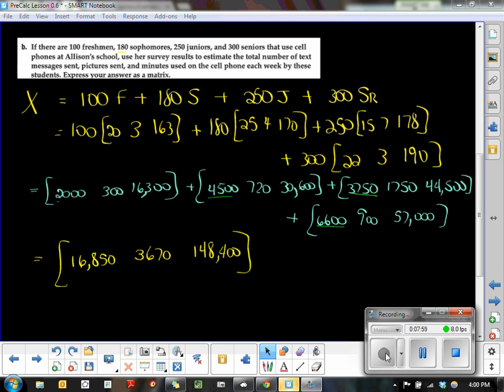Okay, I did all the addition, and one of the things I noticed when I was doing my addition, I had that 2,000 written incorrectly. I had 200 in there, but I corrected that. And what we ended up with, the total for the entire school is 16,850 text messages, 3,670 pictures, and 148,400 minutes of cell phone time.